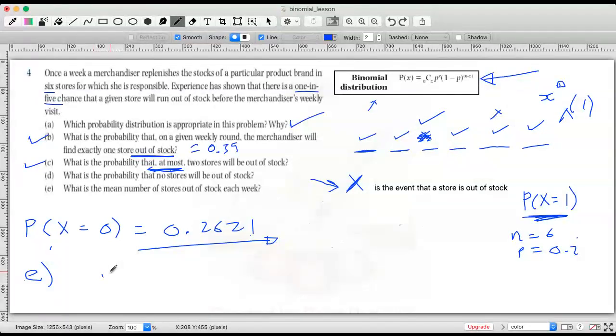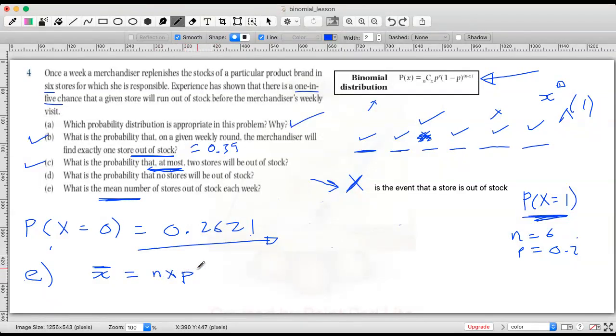All right. So what they're asking you for question E is the average. Mean means average. So what is the average number of stores out of stock each week? You don't need to memorize the formula for the average. When you have a binomial distribution, if you look at your formula sheet, the mean will be denoted as x bar. The average for the binomial distribution is n times p. You don't need to memorize the formula.